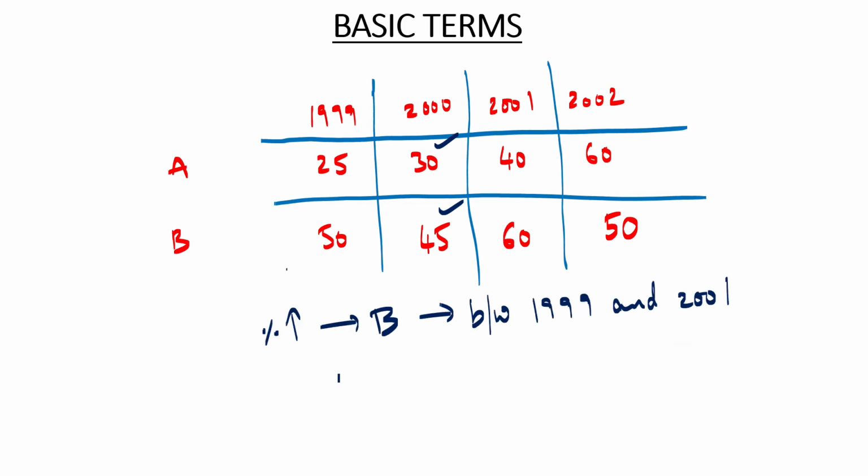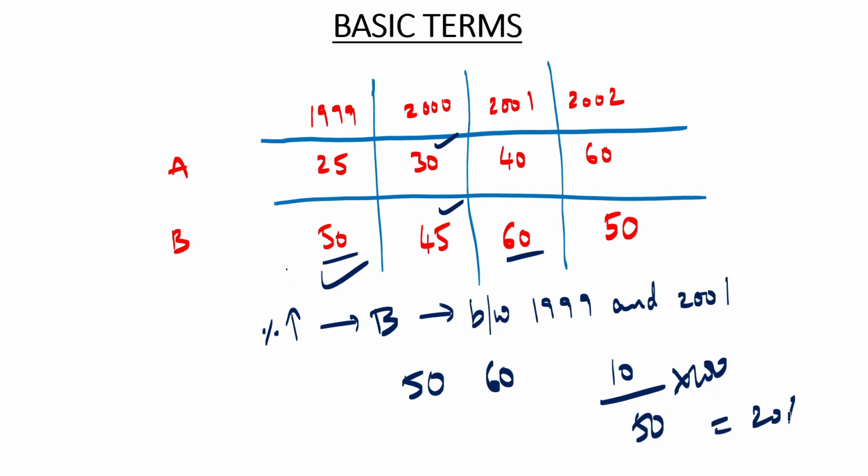If I ask you to find out the percentage increase of company B between the years 1999 and 2001, how can we calculate that? See here, total sales in 1999 of company A is 50, and total sales in 2001 is 60, and we are asked to find out the percentage increase in sales. So find the difference, 60 minus 50, that is 10, by the base value. What is the base value? The original value 50. This is the initial value. So 10 by 50 into 100 will be equal to 20%.